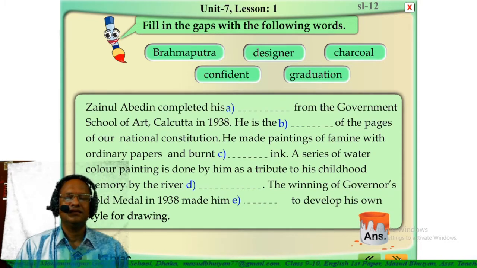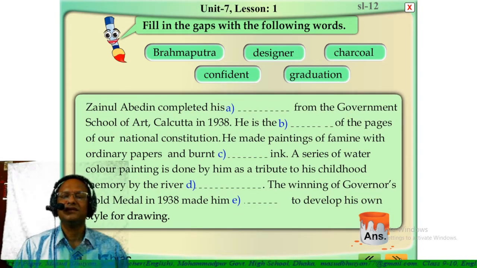Here I solve this problem and you should follow me and try to understand these spaces clearly. Zainul Abedin completed his dash. Zainul Abedin completed his graduation from the Government School of Art, Kolkata in 1938. He is the dash of pages.